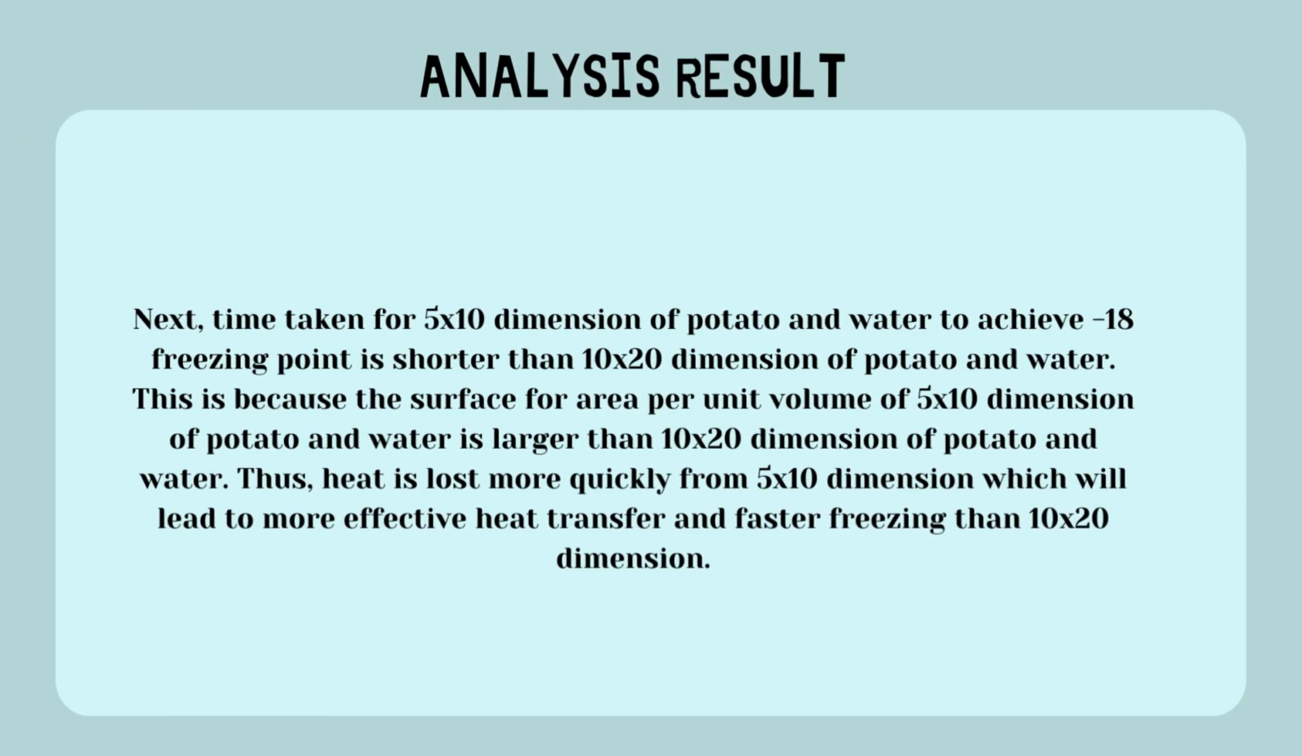Next, the time taken for the 5 by 10 dimension of potato and water to reach the negative 80 degrees Celsius freezing point is shorter than for the 10 by 20 dimension. This is because the surface area per unit volume of the 5 by 10 dimension is larger than that of the 10 by 20 dimension. Thus, heat is lost more quickly from the 5 by 10 dimension, which leads to more effective heat transfer and faster freezing.